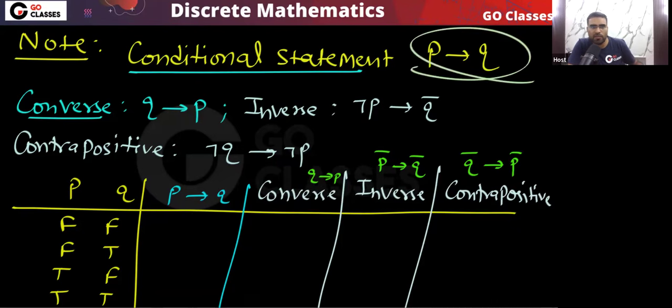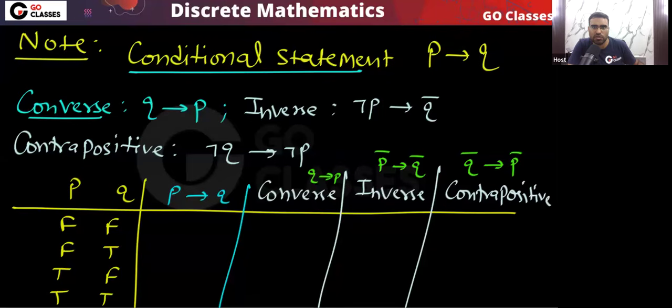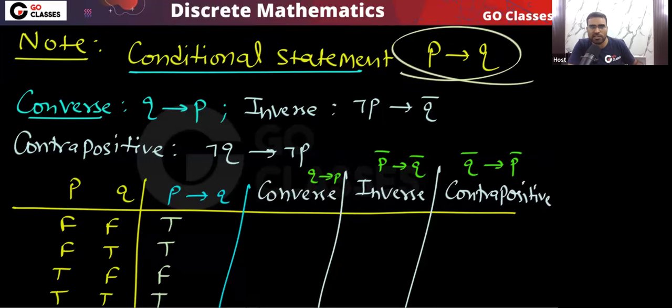Now you tell me the truth table of P implies Q. This is false only in one case: when P is true and Q is false. Only in this case will P implies Q be false. In all other cases, it is true. So this is the truth table of our original conditional statement.